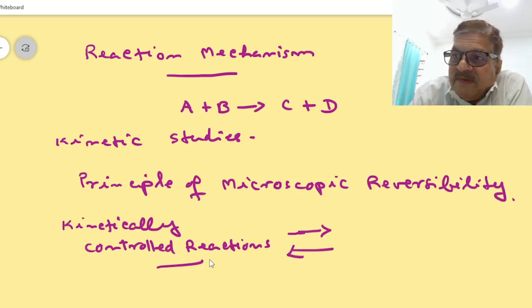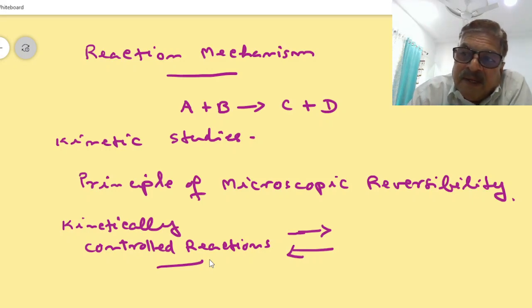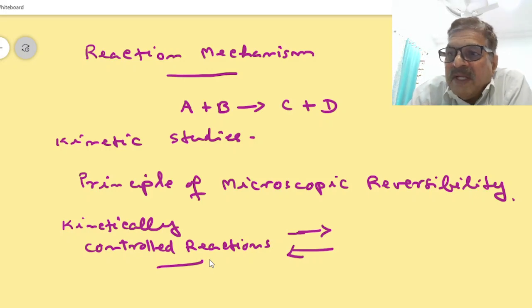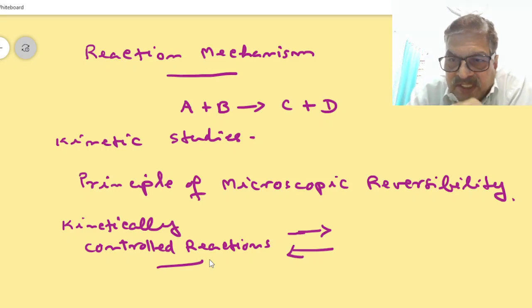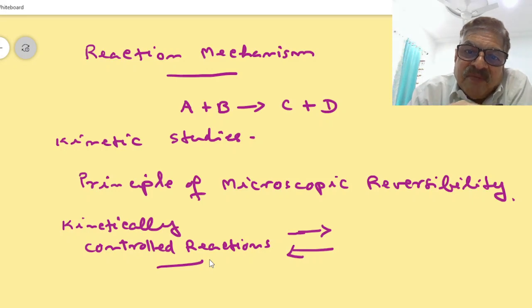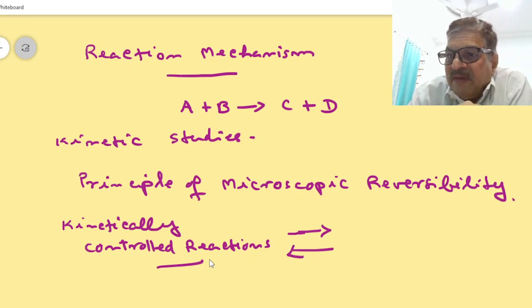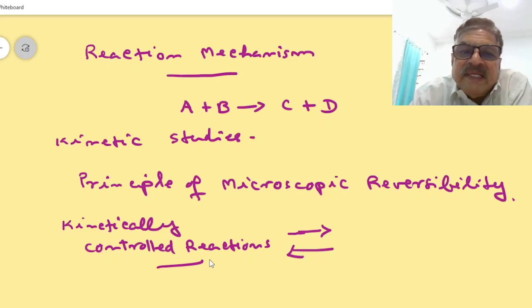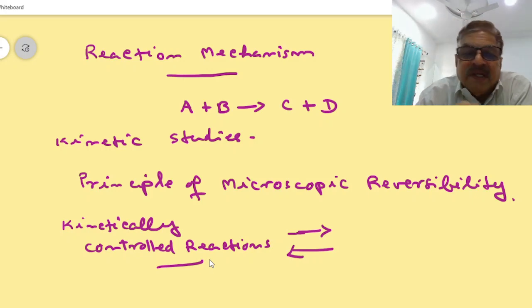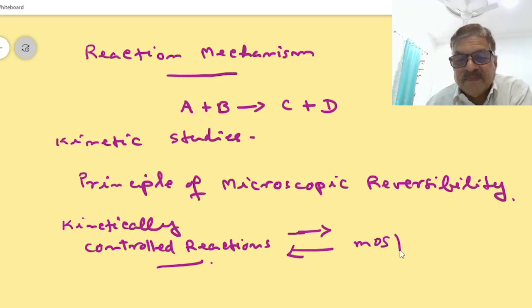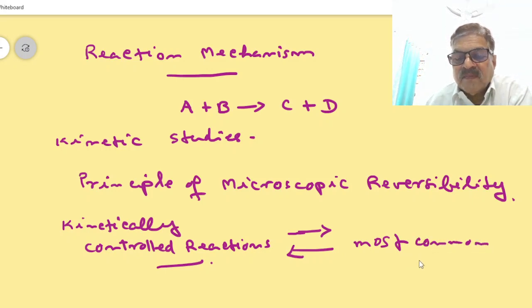Reactions of this type are called equilibrium controlled reactions, or thermodynamically controlled reactions. The product formed will be the thermodynamically controlled product. The most common reactions are kinetically controlled. Correct, so just have an idea: most common reactions are kinetically controlled ones.